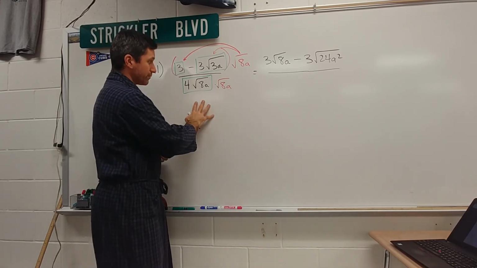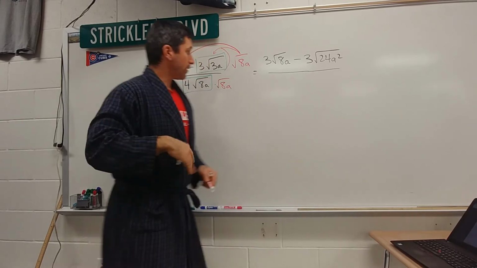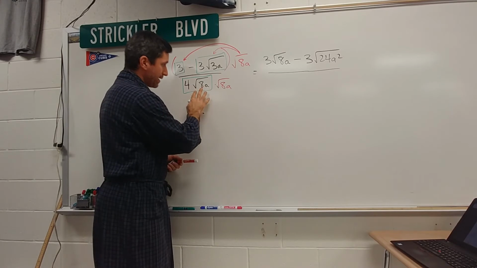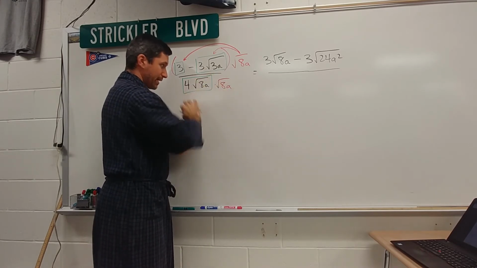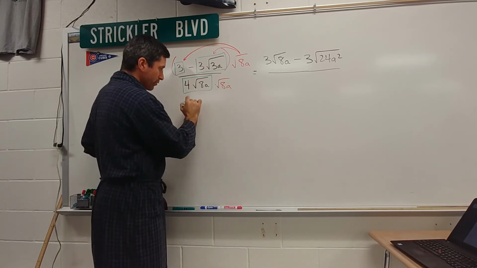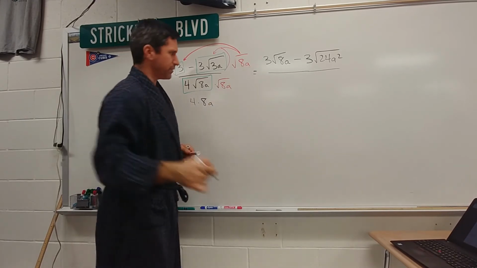Now on the bottom, we've talked about this over there. You can multiply these together and it's just itself, right? So radical 8a times radical 8a is 8a if it's underneath the radical, and then times 4. So if I did 4 times 8a, can I just write 32a over there? Let's do that.